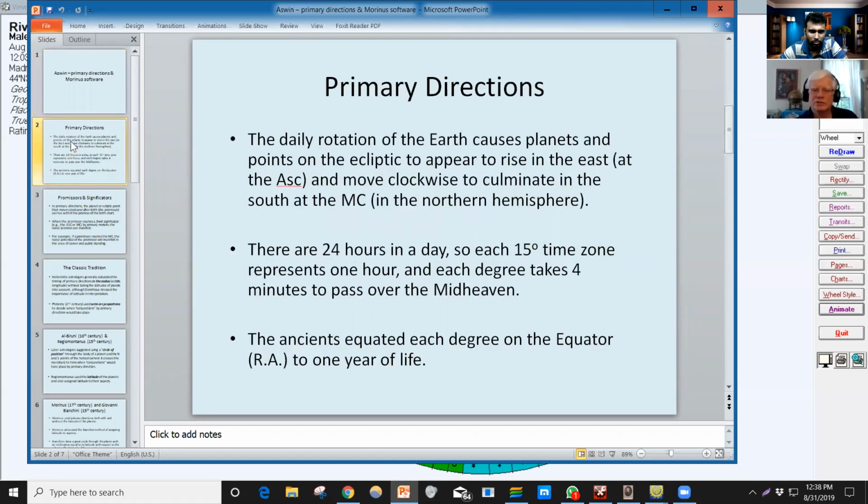So I've already said most of this. The daily rotation of the Earth causes planets and points on the ecliptic to appear to rise in the east at the ascendant, to move clockwise, culminate in the south, and set in the west. There are 24 hours in a day, so each time zone, which is 15 degrees, represents 1 hour. And it takes about 4 minutes for each degree to pass over the midheaven. It's like a clock. And the ancients equated each degree on the equator to 1 year of life. So that's the time measure, that's the classical time measure.